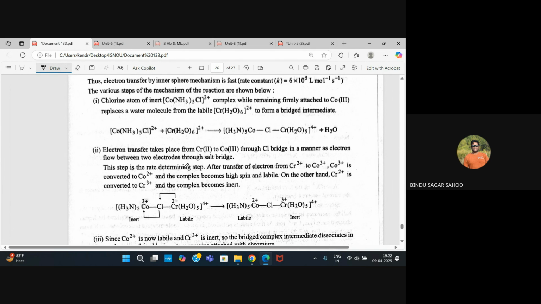Or in theoretical language, if you want to predict or describe, you can represent it like that: cobalt NH3 5 Cl 2 plus, chromium water 6 2 plus. You know water will dissociate from this one, and it will form a structure just like that: NH3 5 cobalt Cl chromium water 5 4 plus. And in the second step, within this complex, electron transfer occurs.